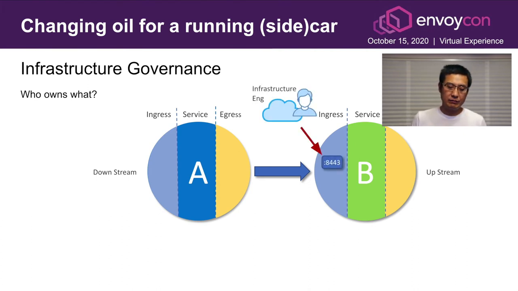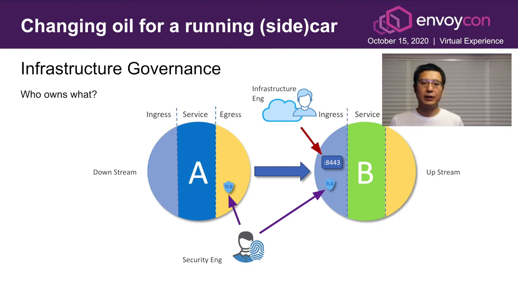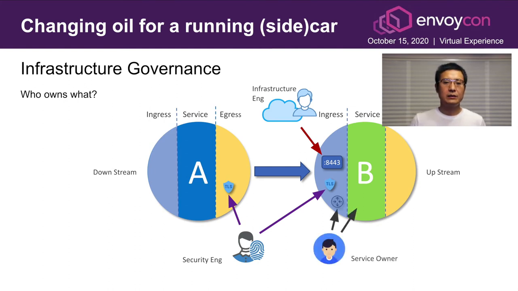Infrastructure engineering. This persona owns the mesh infrastructure. For example, the infrastructure engineer defines well-known ports, like the ingress HTTPS port must be port 8443. Then security engineering. The security engineer owns TLS, authorization, and authentication, and they control both ingress and egress. Now last, service owner. The service owner, of course, owns the business logic in their service and the routing from the ingress side.